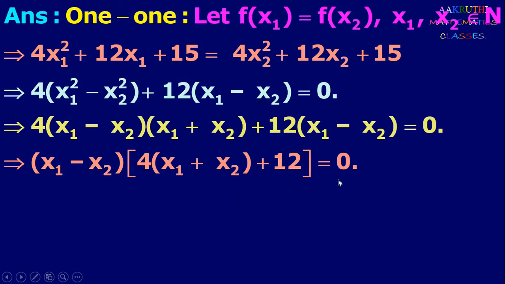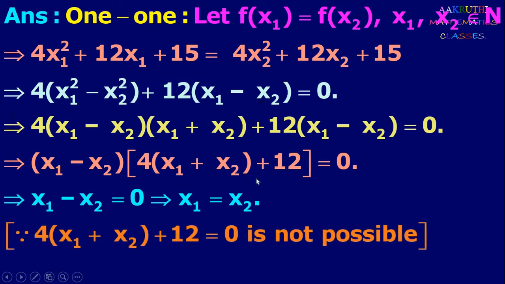Now here the product of two numbers is 0. So therefore the first number is 0 or the second number is 0. Now the first number is x1 minus x2 equal to 0. So that implies x1 equal to x2. Now here the second number is 4 into x1 plus x2 plus 12. But here x1 and x2 are natural numbers. So 4 into x1 plus x2 plus 12 equal to 0 is not possible. So here the only possibility is x1 minus x2 equal to 0. That implies x1 equal to x2. So since f of x1 equal to f of x2 implies x1 equal to x2, f is 1-1. So here the function is 1-1.